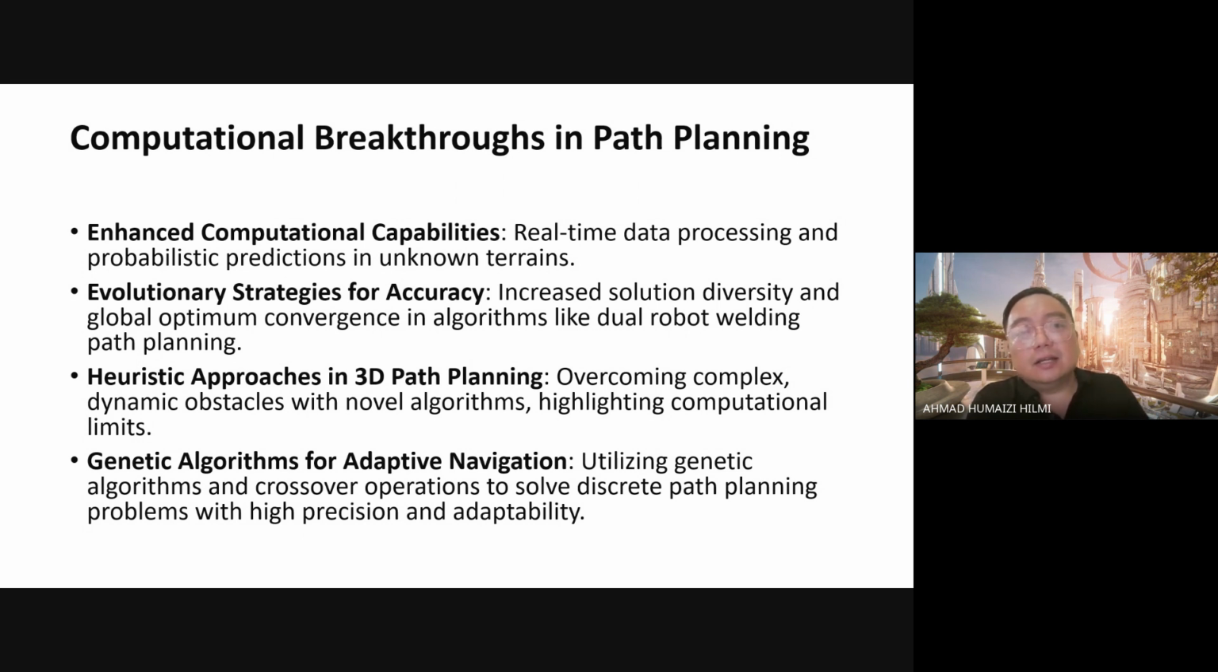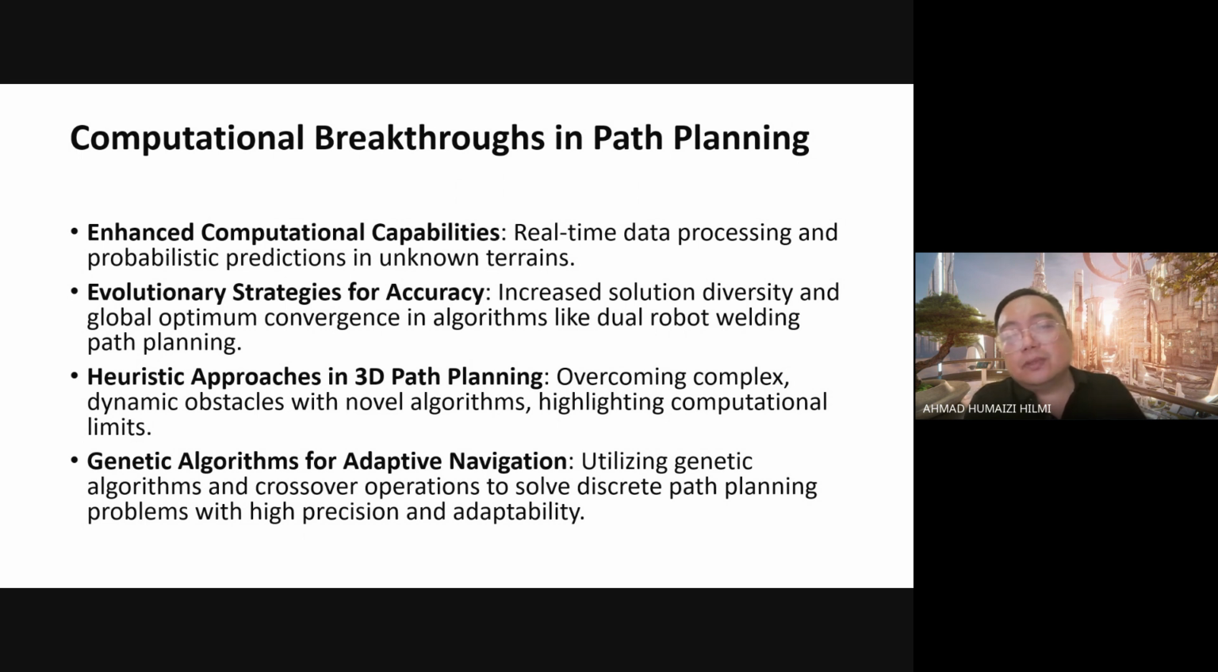So this is a breakthrough in path planning, meaning that it becomes real-time data processing. It can predict better in unknown terrains, increase solution diversity and global optimal convergence in algorithms like dual robot welding, heuristic approach in 3D path planning, and generative algorithm for adaptive navigation and breathing.